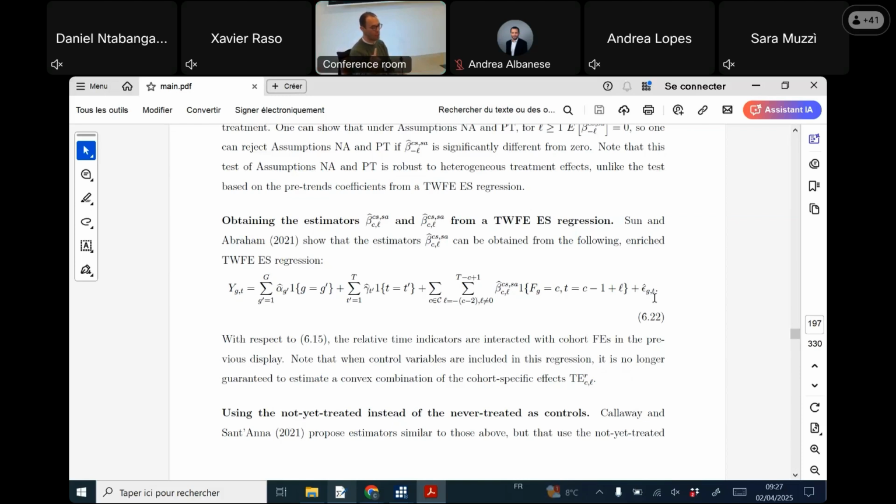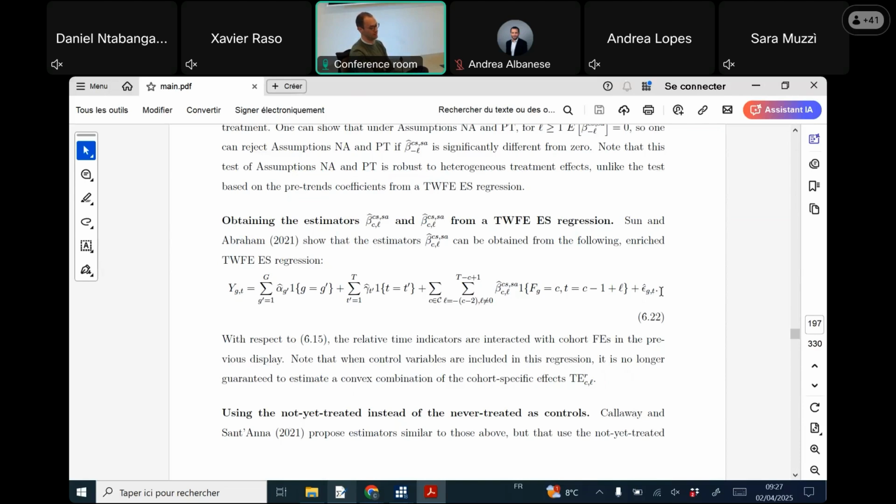Now, there is one potential argument against. We've seen many arguments in favor of using the not yet treated as the control. Is there one argument you can think of that would actually lead you to prefer using the never treated only as the control group? Yes. So to have a stable control group, which is going to make estimation easier.